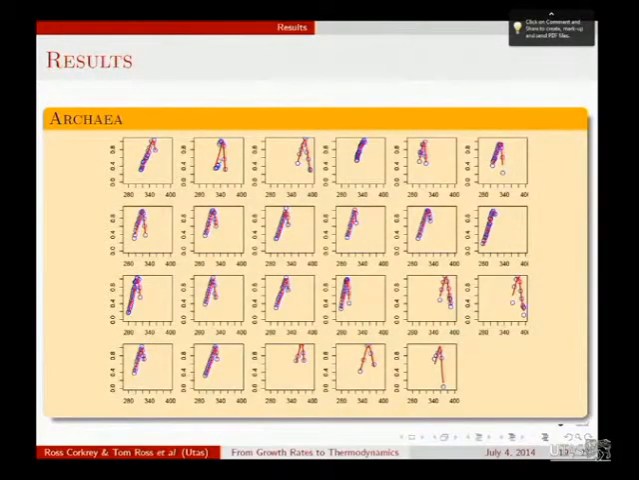These are some more examples. Now, if you did get the barcode to work on your phone, you can look them up straight away. You don't have to wait to get back to your desk. We've got a lot more graphs in the paper. Here are the archaea, and you can see they're lovely fits. They really are nice.